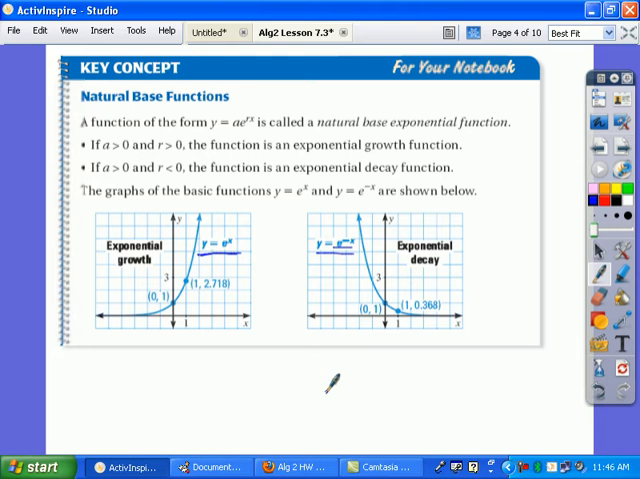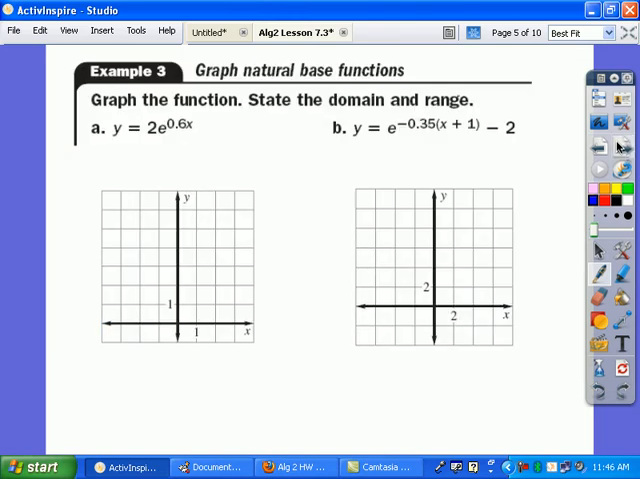So let's take a look here at part A. Here we're going to graph y equals 2 times e to the 0.6x power. For this problem, I'm not even going to start with an xy table because we can't really do it by hand. I'm not going to ask you to graph this by hand. Let's just go right to the graphing calculator.